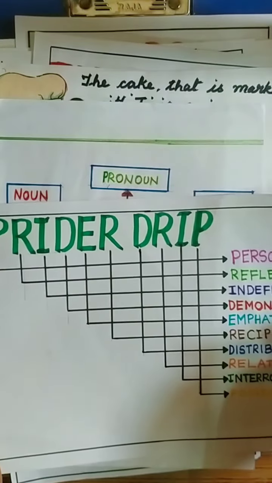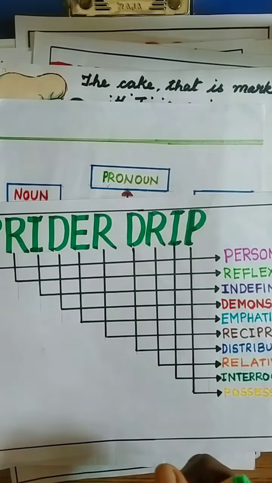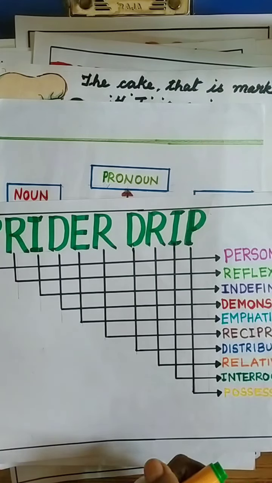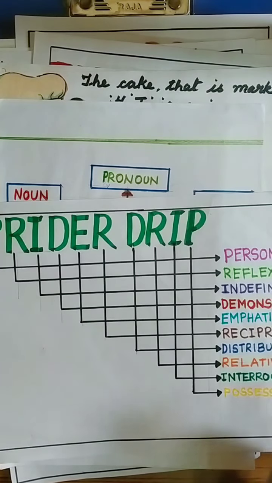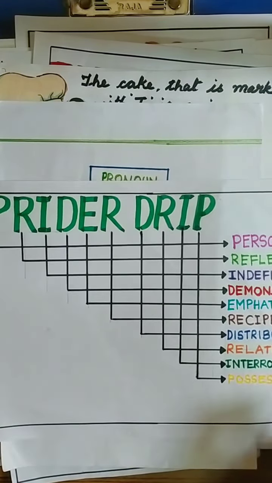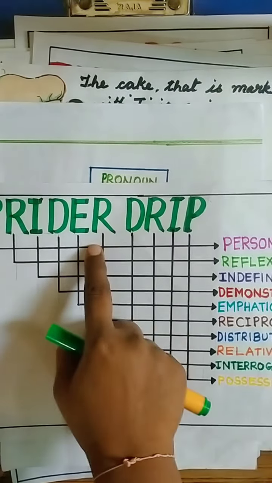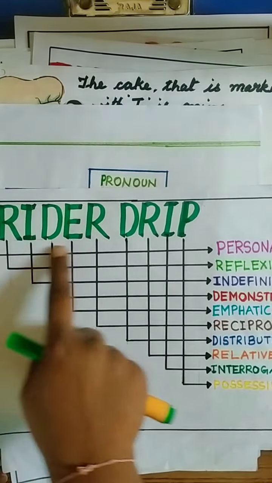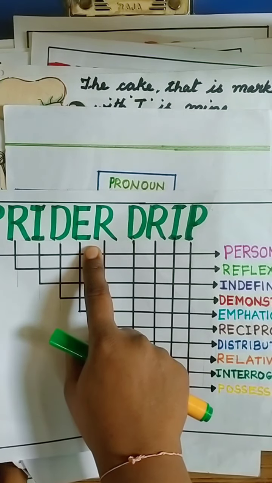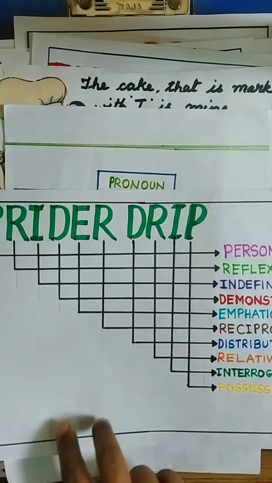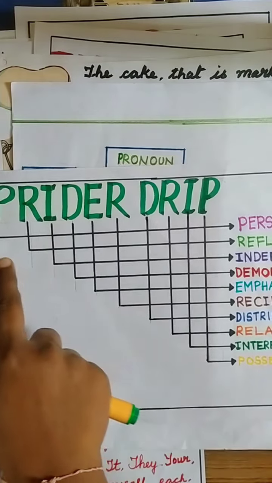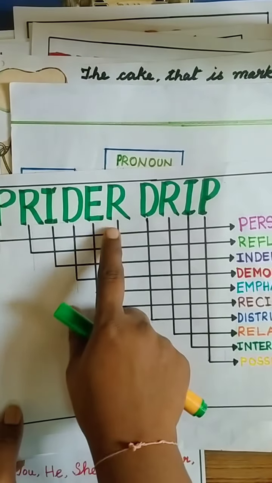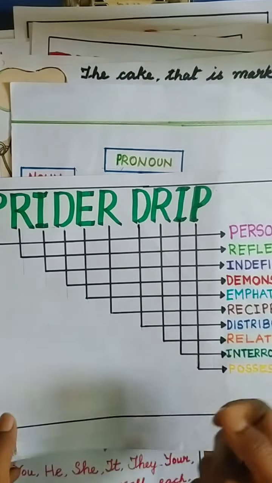The video was a bit hard to keep in your mind, the content, whatever the topic. So I made an easy one to remember for you all. It's prider drip. Prider is the word, like if a group where pride is in the sense you are very proud of it. So the person who belongs to a prider group, then drip means a droplet.